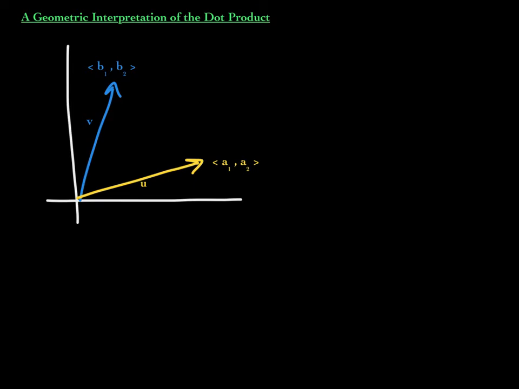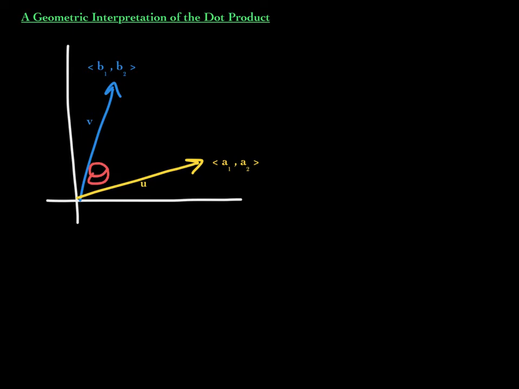So here's a geometric interpretation of the dot product. I have two position vectors, one named u and the other one named v. And here is vector u, which terminates at a sub 1, a sub 2, and vector v, which terminates at b sub 1 and b sub 2. The angle between the two vectors is theta, and we're going to show how the dot product can help us find the angle between those two vectors. Now this angle theta is an angle that is between 0 and 180 degrees.